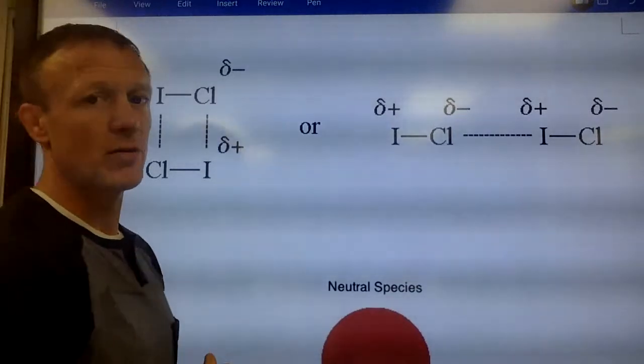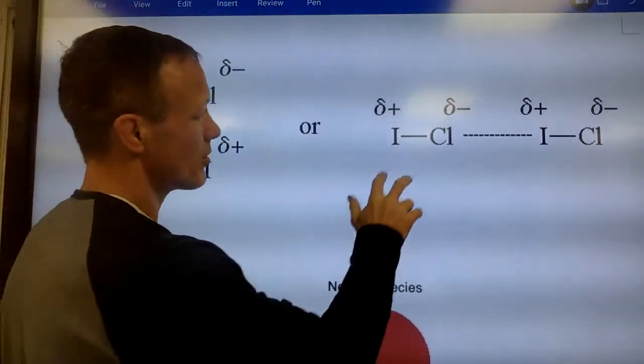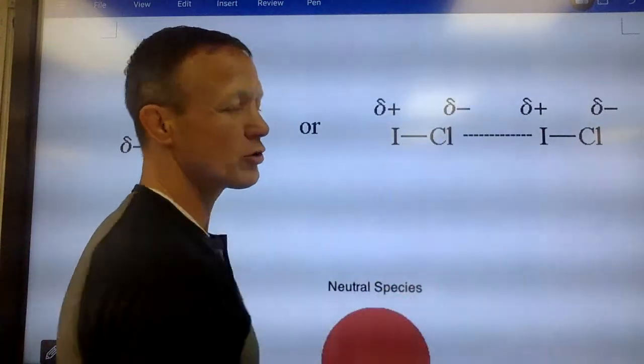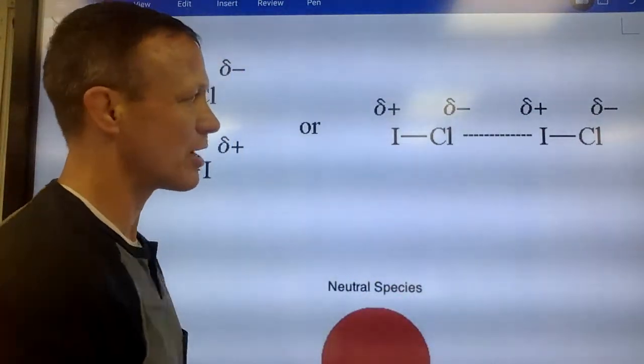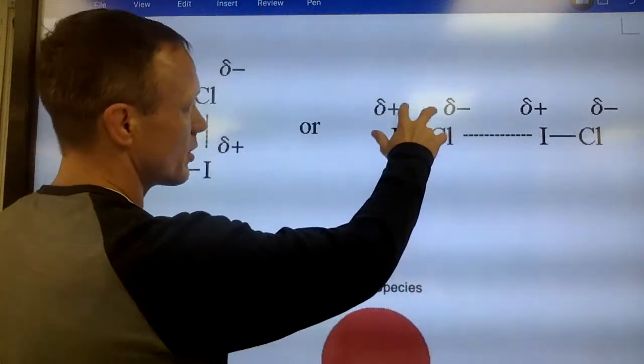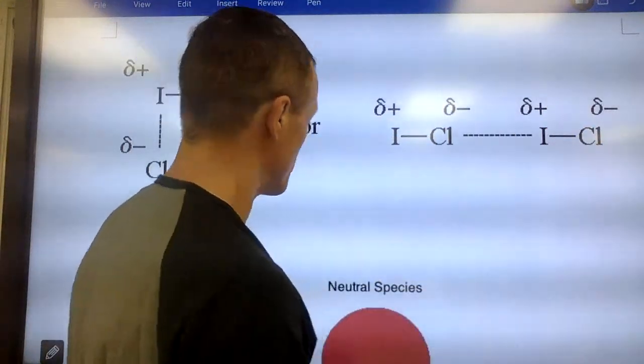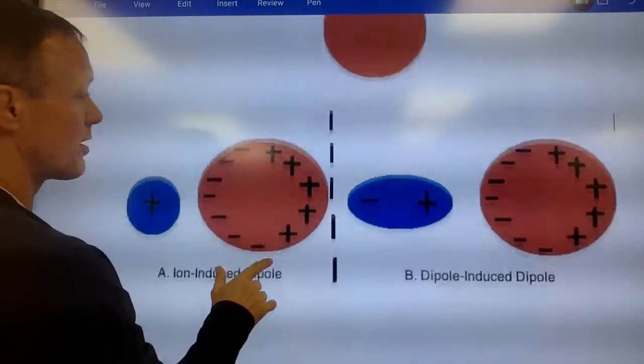ICl: whenever you have two different elements, there's probably always a stronger attraction for electrons from one of them. So this molecule is a little bit polar, but not super polar compared to an HF or an HI or an HCl, where there's a big difference. So it still would be a dipole and a dipole. So it'd be dipole forces between those two molecules.